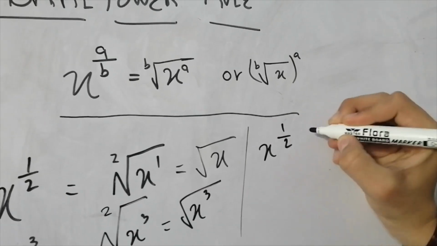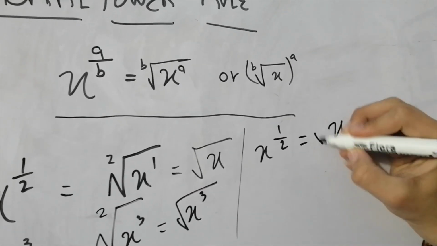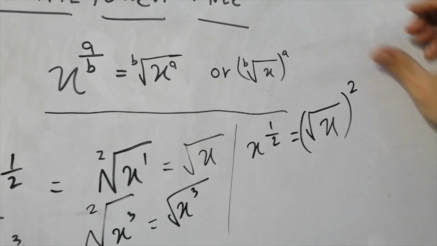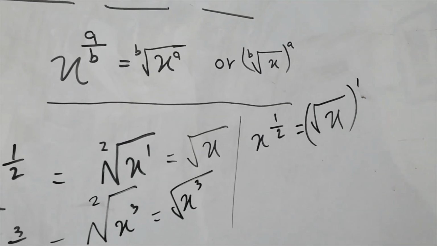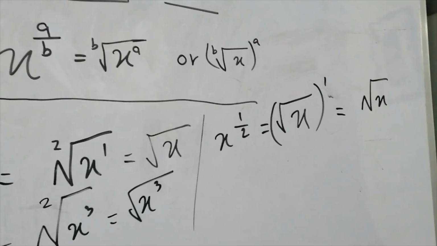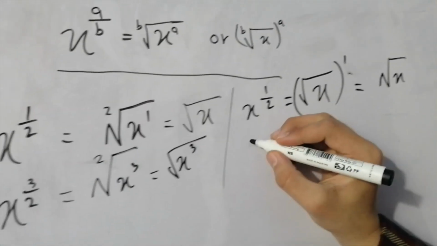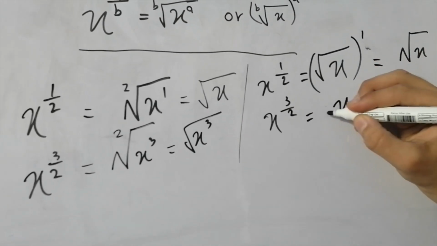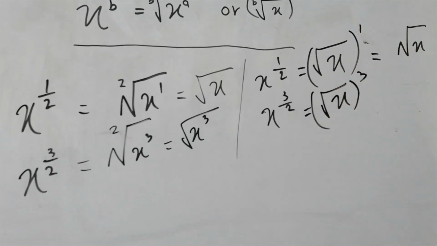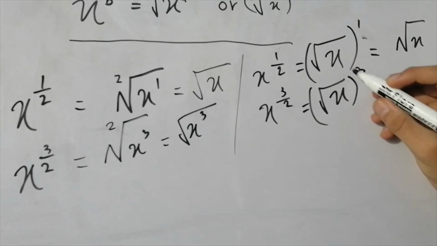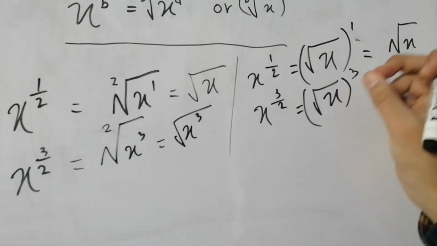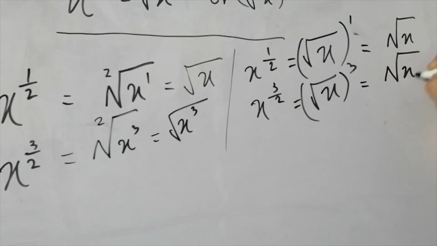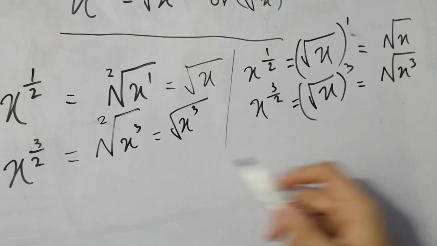Let's use x power 1 over 2. Here it's going to become the square root of x, I don't need to write 2, whole power 1, sorry. We're going to end up with the square root of x, which is the same answer. Next we have x power 3 over 2. Here it's going to become like this, and when it's whole power 3, the number itself is going to be cubed, not square rooted. So it's going to become the square root of x, whole cubed, which is the same answer.